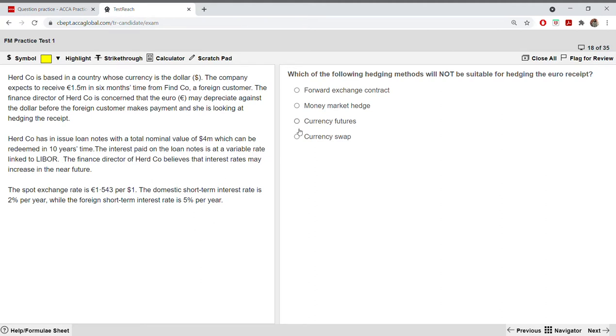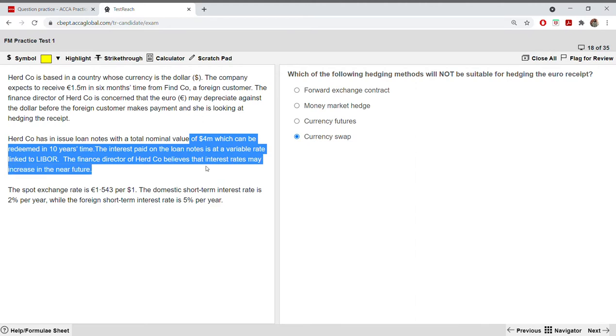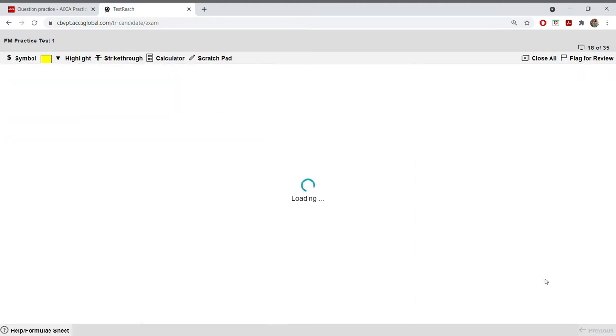So the one which is not suitable for this euro receipt is currency swap. Why is currency swap not suitable? Because they have not given us any information on the other party, the counterparty, with the fixed rate for the loan. If they had given information that they want to swap a variable rate for a fixed rate, with the counterparty's information and the fixed rate, then you could have used currency swap. But here, such information is not given. Look at the second paragraph. They already talked about a variable rate. So currency swap is not suitable.